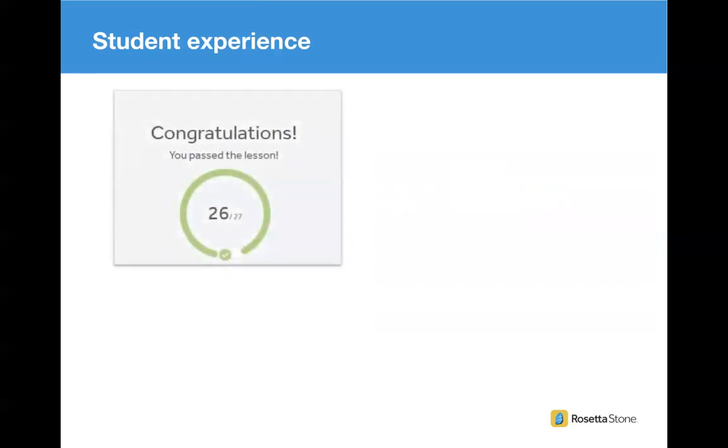Now, upon completion of any activity in the program, students will see one of 3 messages depending on how they performed. So the first option is they could see a screen that says congratulations. After finishing an activity, students will see this screen if they have been successful. And from here, they can choose to continue, or if they want, they can review and go back.